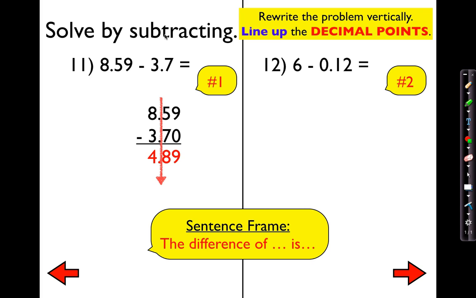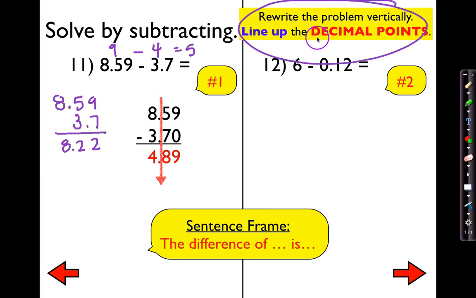Now, if I ended up with, I don't know, an answer like 8.22, now would that seem reasonable? No. Why did I come up with that? Well, some students, once again, may not consider to line up their decimals and do something like this and make a huge error. Again, I'm trying to prove to you, if you think logically, if this is about 9 and this is about 4, our answer should be somewhere around 5. Now, is this around 5? No. So that should be a red flag for you. It's really important that you remember to line up those decimal points.